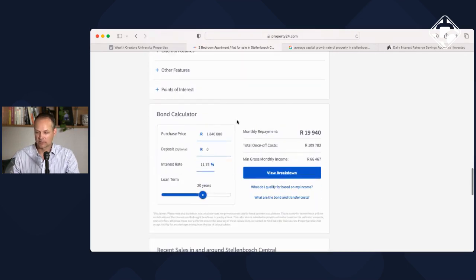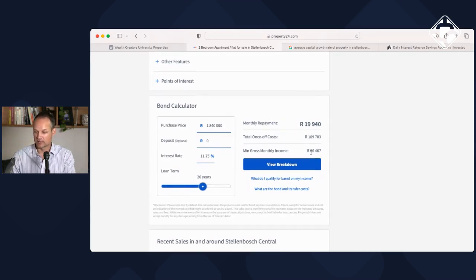The other important data point that I can see on Property24 is that based on that purchase price, my monthly repayment would be 20,000 rand per month. So I need to be able to have that amount of free cash flow available in my budget.